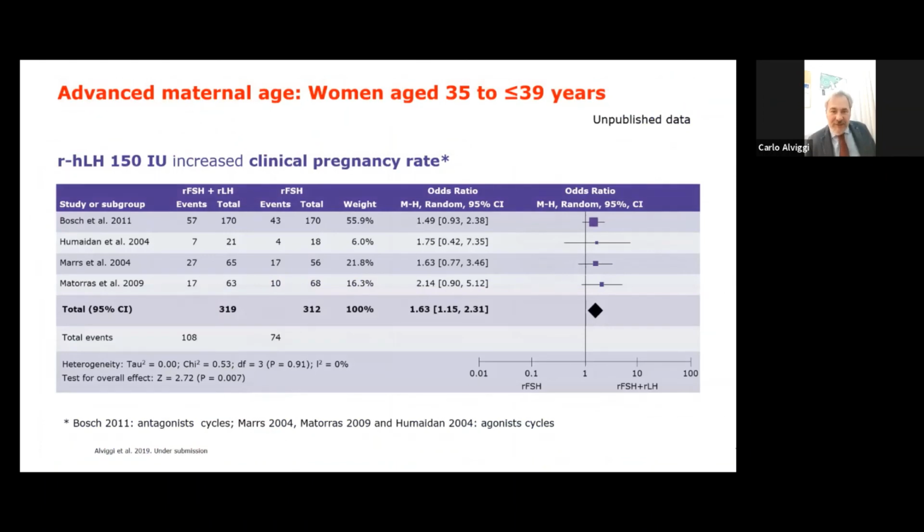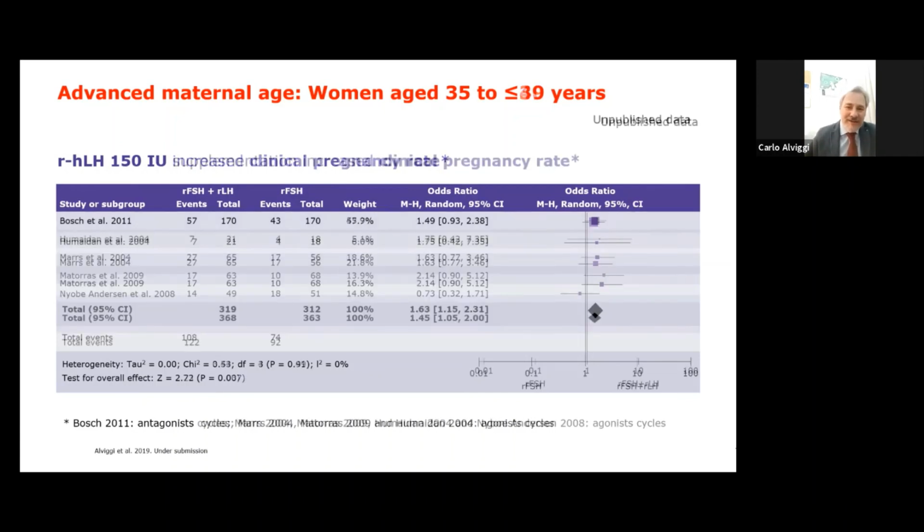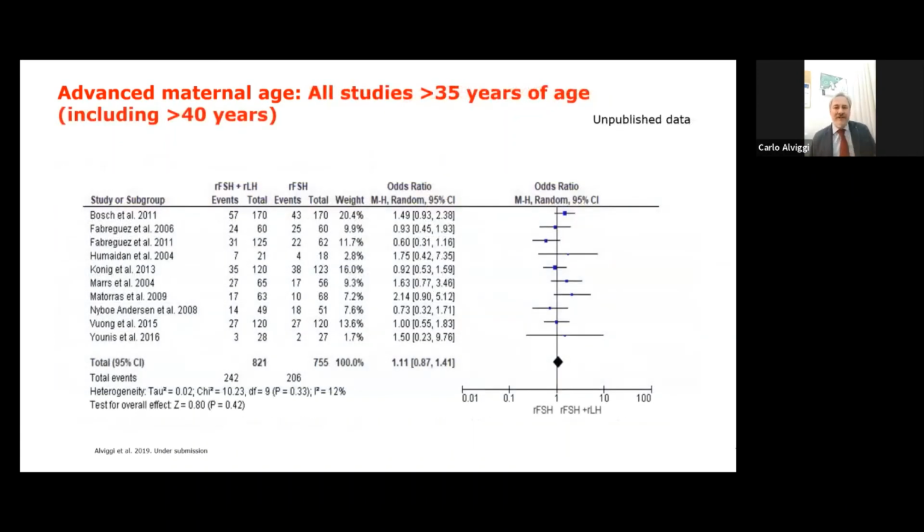If you only analyze patients between 35 and 39 years of age, you can see that comparing recombinant FSH alone and recombinant FSH plus recombinant LH gives a significant increase in the ongoing clinical pregnancy rate in patients treated with recombinant LH. The next slides show you that this improvement with recombinant LH is still present if you analyze all trials, including patients between 35 and 40.